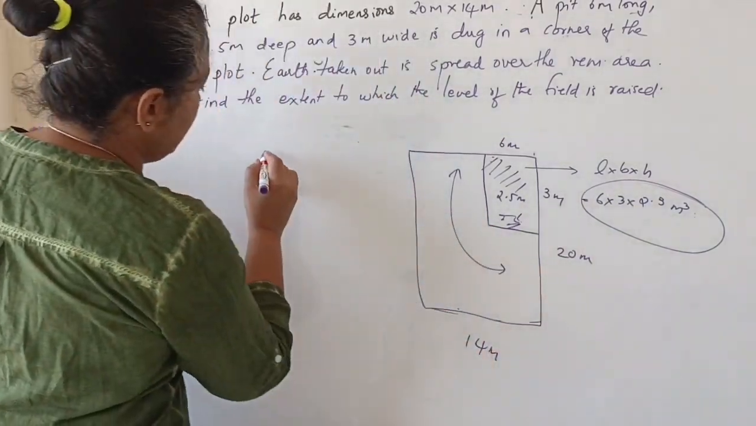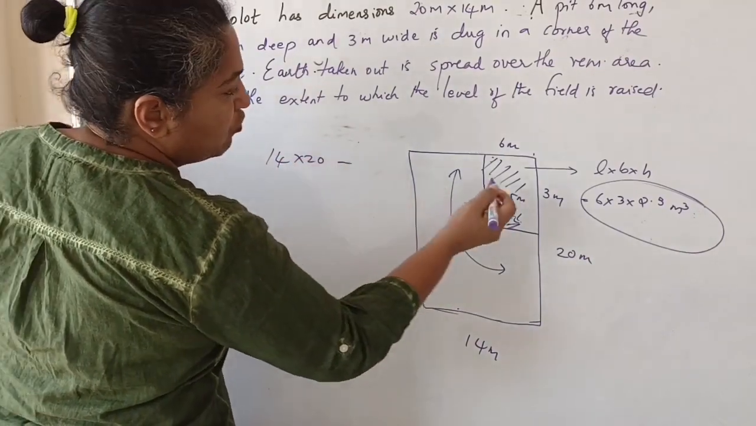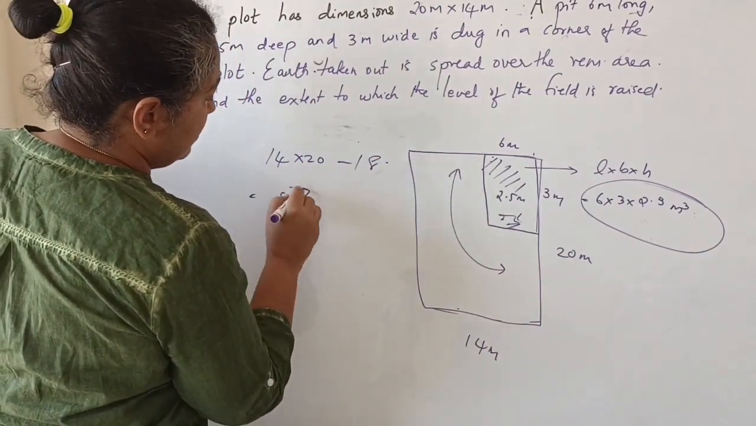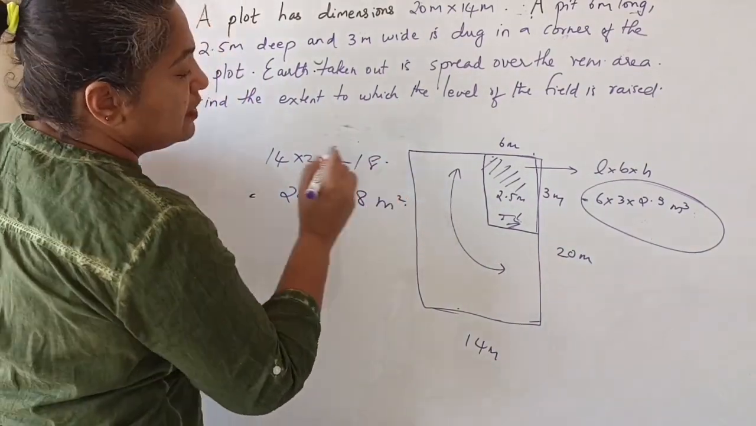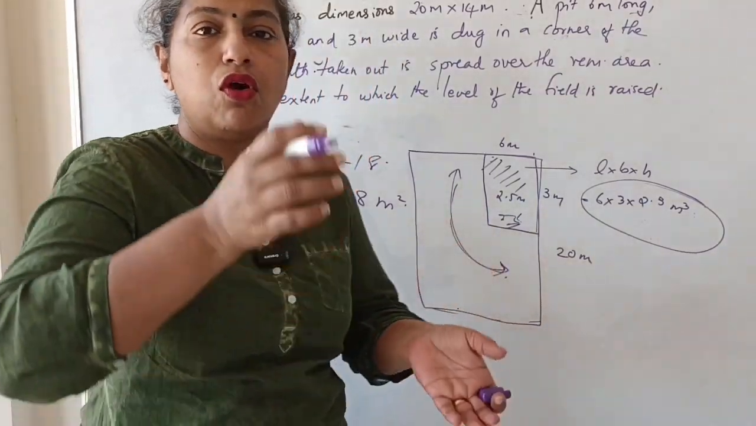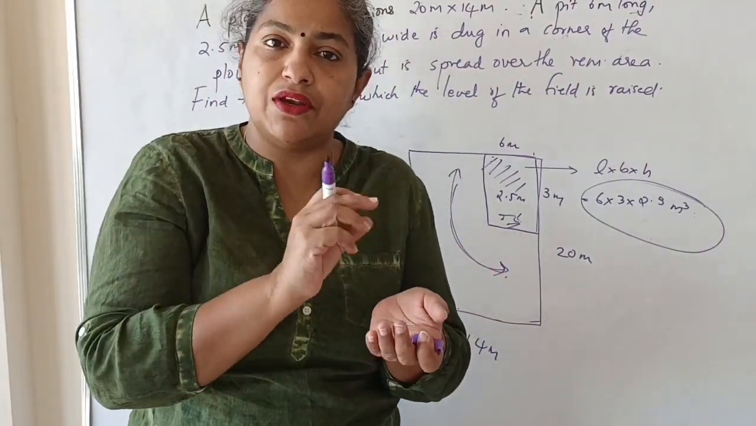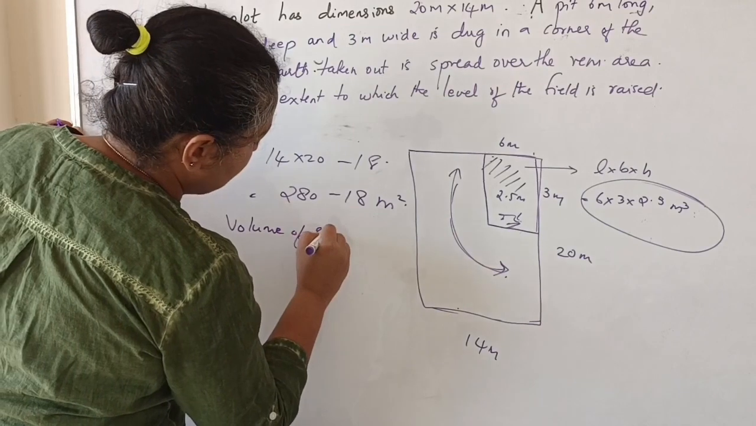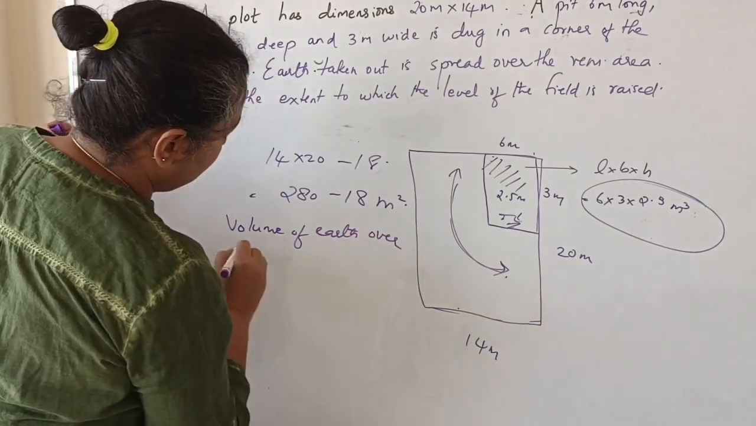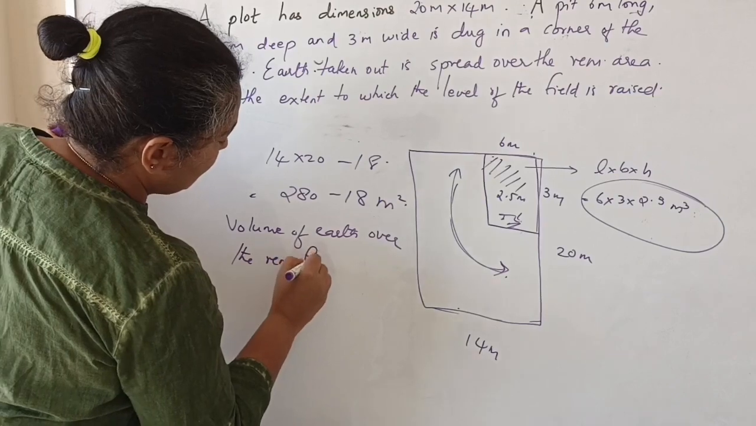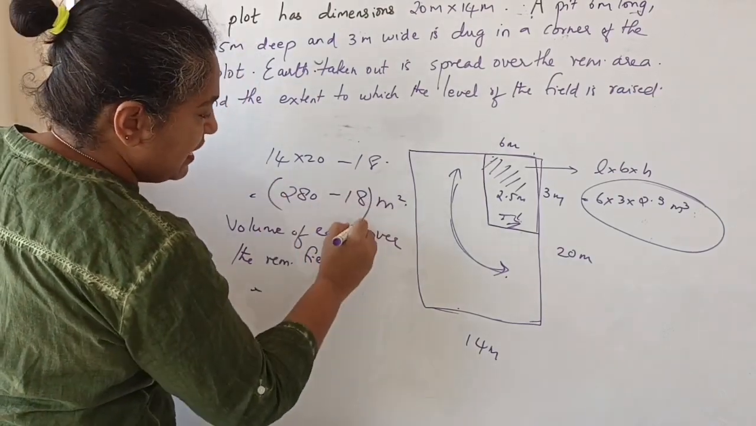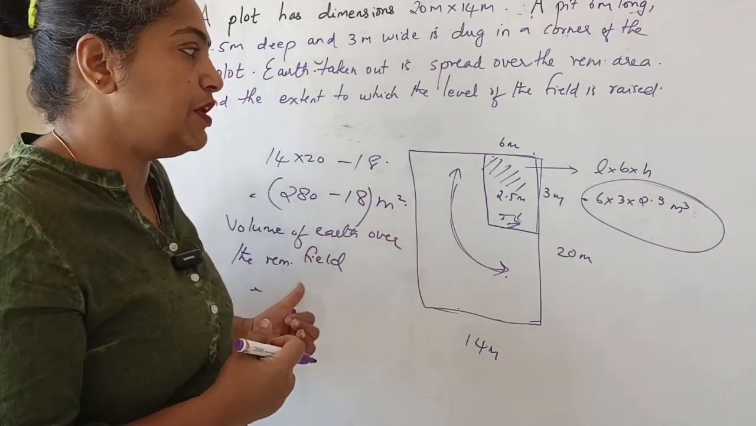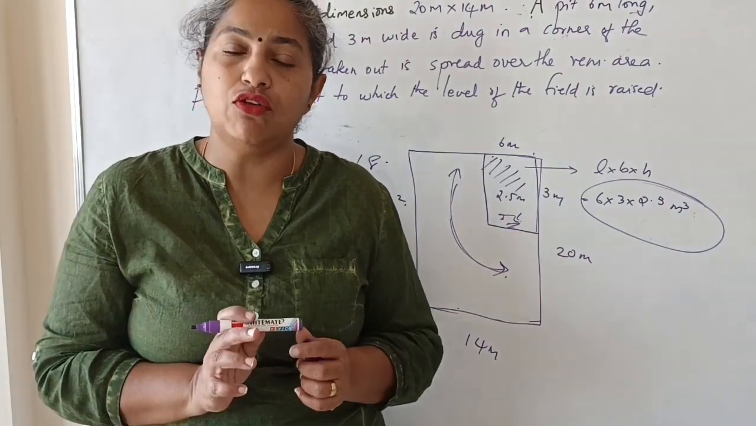So, what is the area of the field? The area of the field is 14 into 20. What is the area of the pit? Length into breadth, which is 18. So, this is the area of the remaining field. Now, on this field, this particular earth is spread out, creating a thickness. So, the volume of earth over the remaining field is this area into T or X, the thickness which we need to find. We equate that particular volume to this and then we find out the value of the thickness.